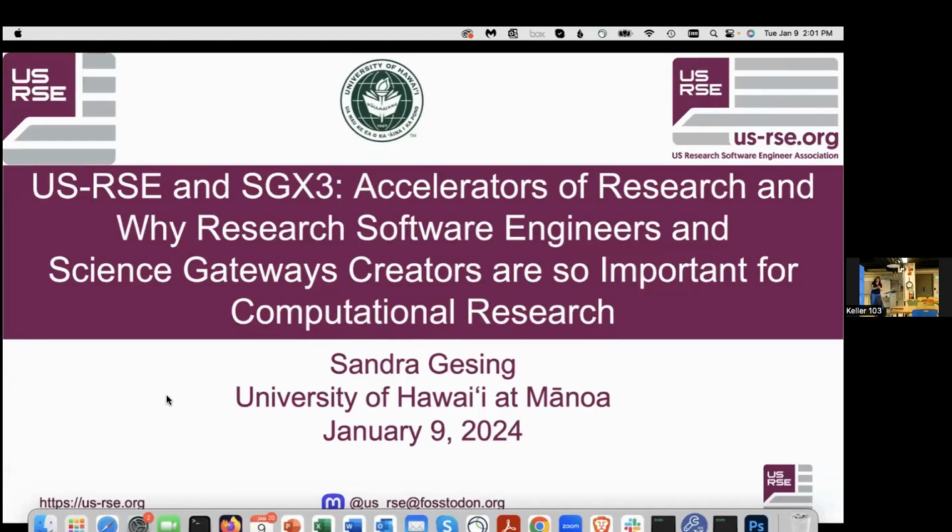Yeah, so I come with two hats on, and I'm only since November 23. I'm the executive director of the US Research Software Engineer Association, and I'm a senior researcher, also since November, at the San Diego Supercomputer Center. I'm over 10 years now in the US, and I'm a researcher on science-based distributed computing. And so I'm talking about accelerators of research and why research software engineers and science-based creators are so important for computational research.